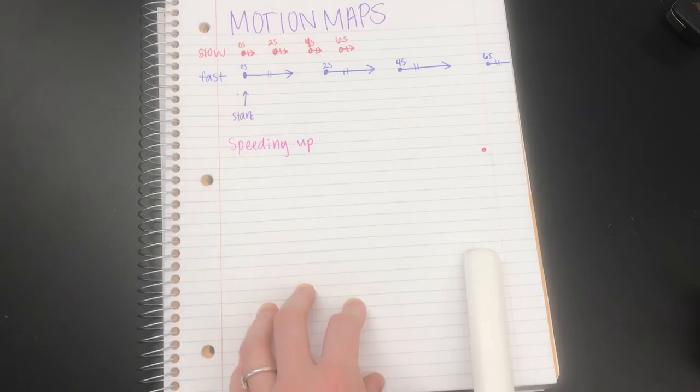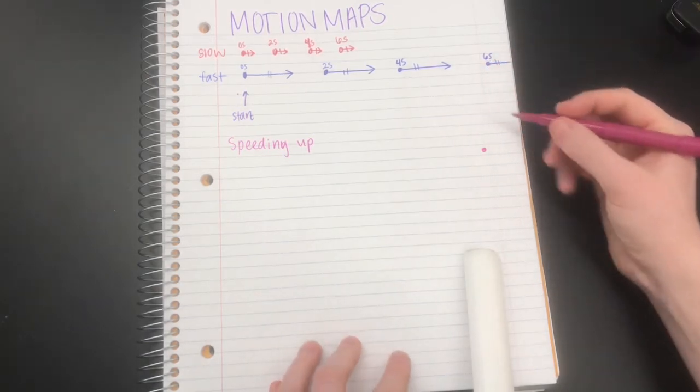And if I'm speeding up, think about what is going to need to happen to the distance between those dots. In other words, am I going to be traveling farther every second if I'm speeding up, or less far every second if I'm speeding up, or the same distance every second if I'm speeding up?